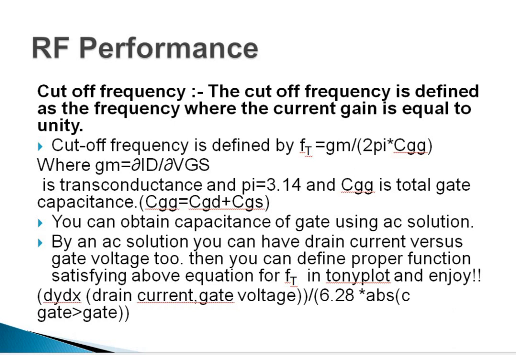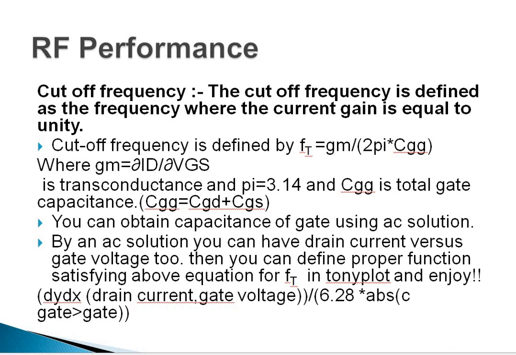Cutoff frequency by mathematical formula is equal to GM, the transconductance, divided by 2 pi CGG. We know that CGG is the total gate capacitance and the value of CGG is equal to CGD plus CGS, where GM, we know, is the transconductance, delta ID upon delta VGS, and the value of pi is 3.14 and CGG is the total gate capacitance.